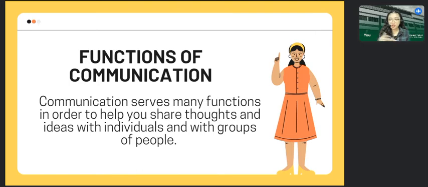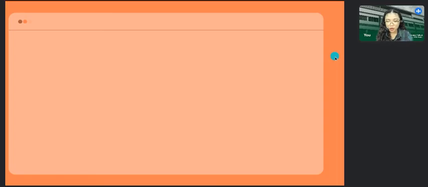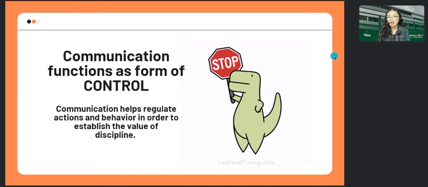Okay, so after discussing the models of communication, now let's proceed to the second topic, which is the functions of communication. Okay, so functions of communication serves in order to help you share your thoughts and ideas with individuals and with groups of people. Okay, so function number one is that communication functions as a form of control. Okay, in communication, it helps regulate actions and behavior in order to establish the value of discipline.